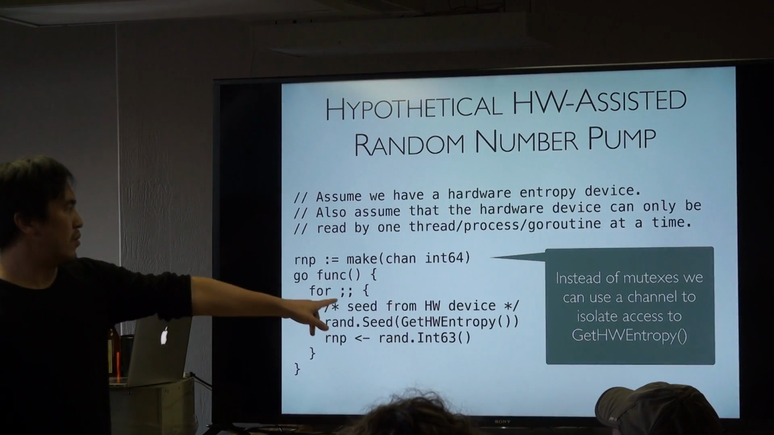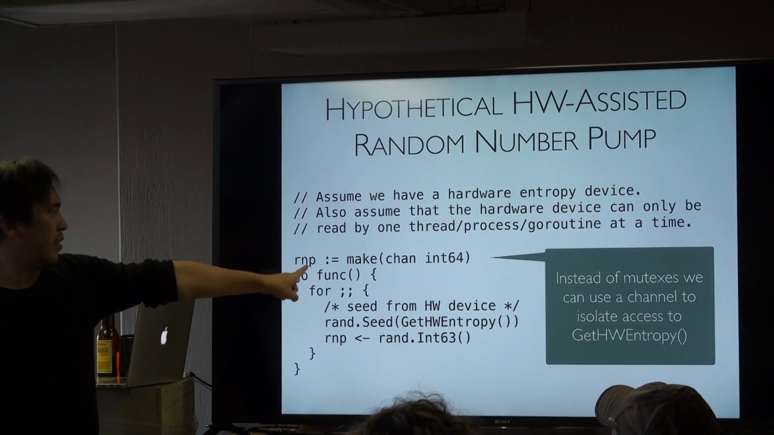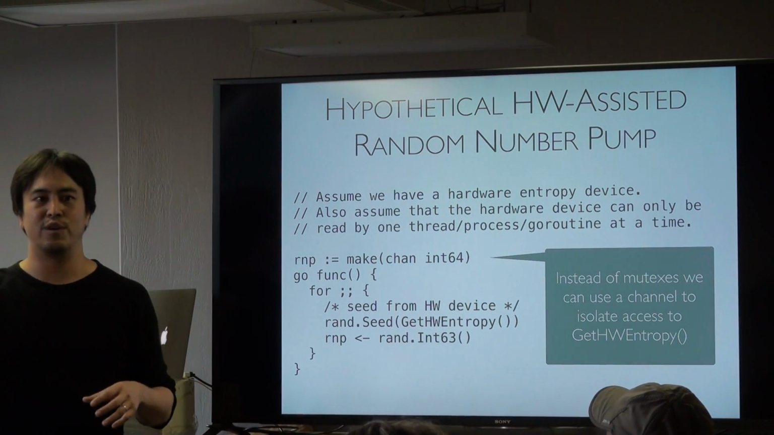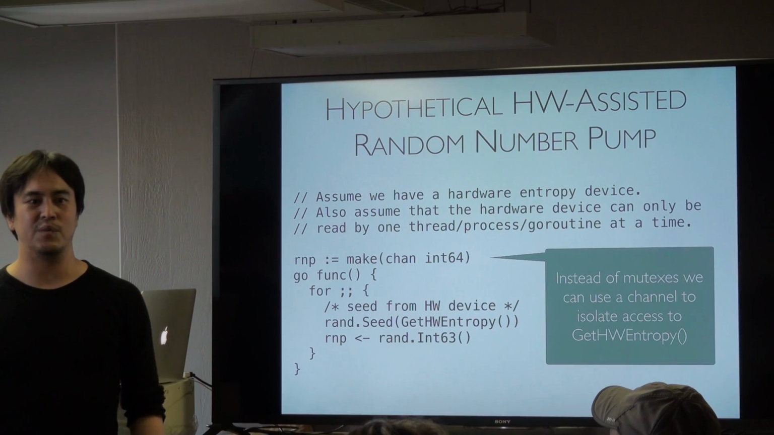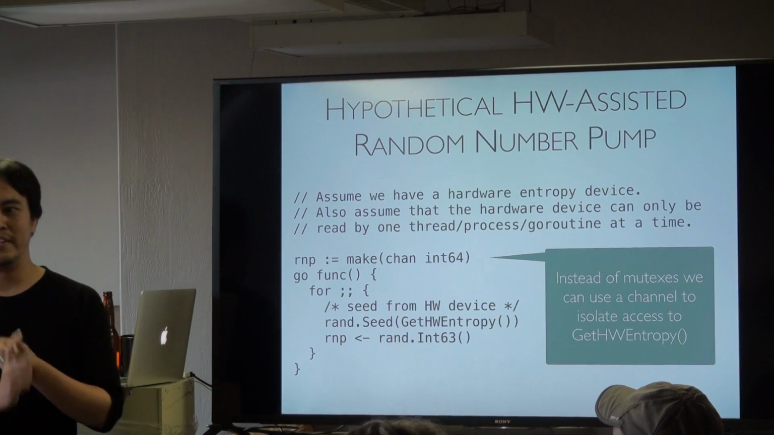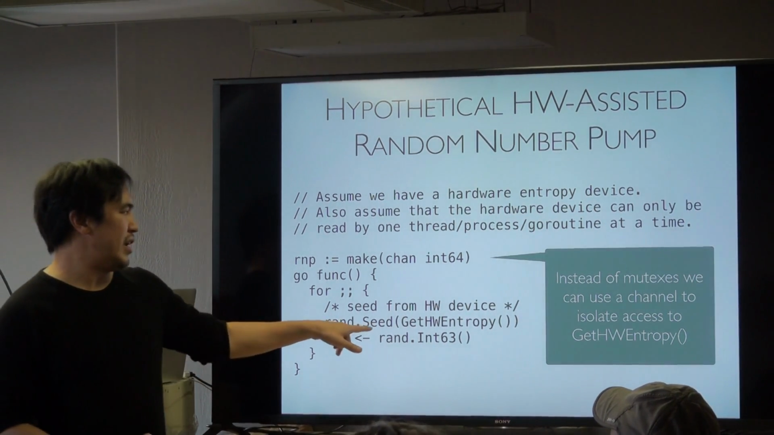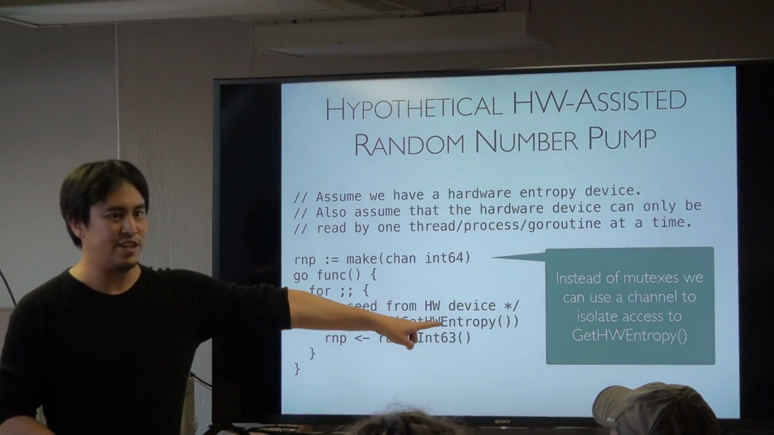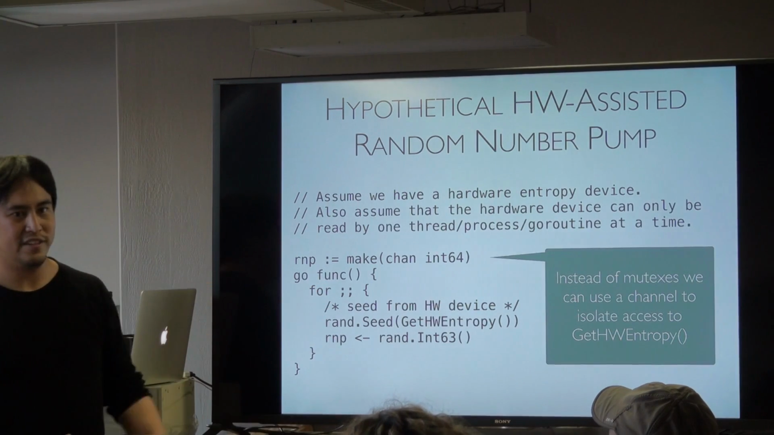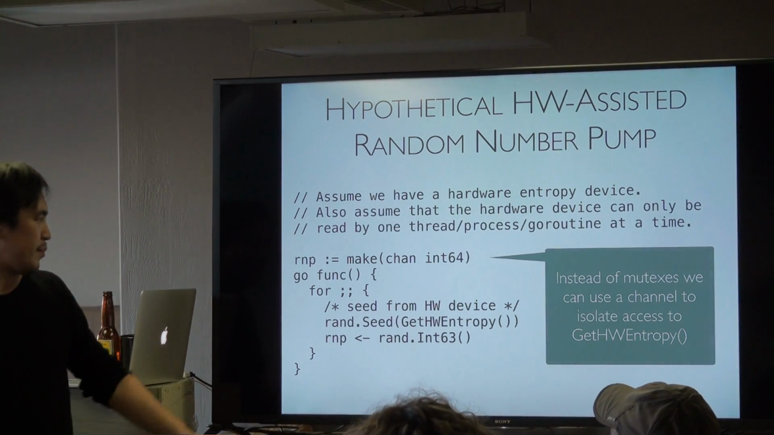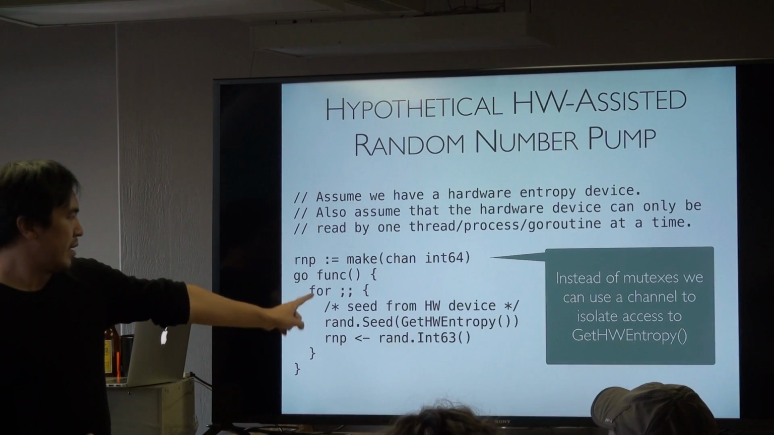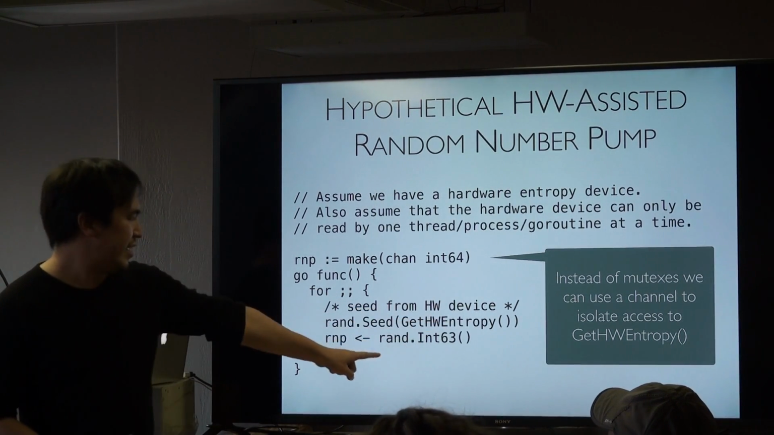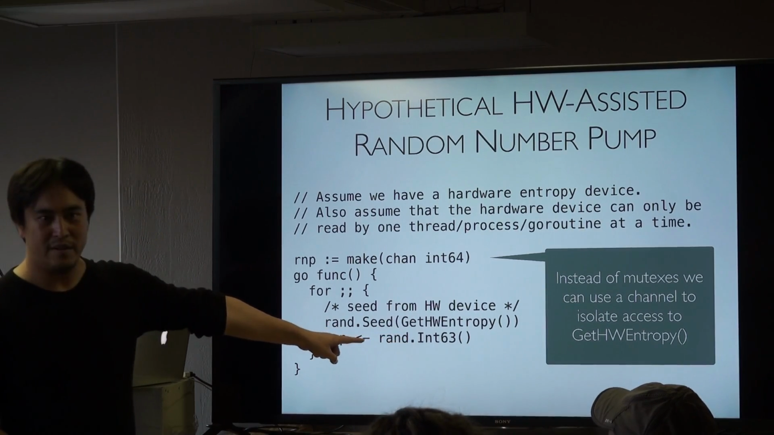The thing about channels is that even if you have 10,000 different Go routines trying to pull from a channel at once, they only get access one at a time. So without really doing too much, we've already isolated access to this get hardware entropy just by locking it in its own little closure. What's going to happen here is we're going to seed the random number generator with the hardware device, and then get ready to send one out.